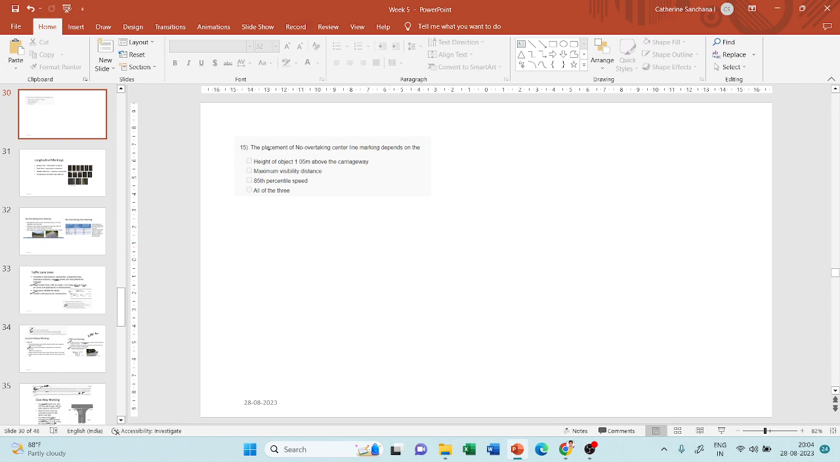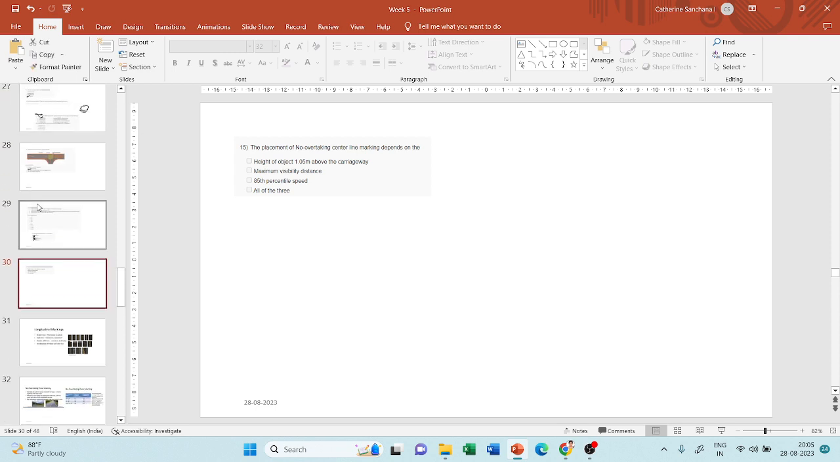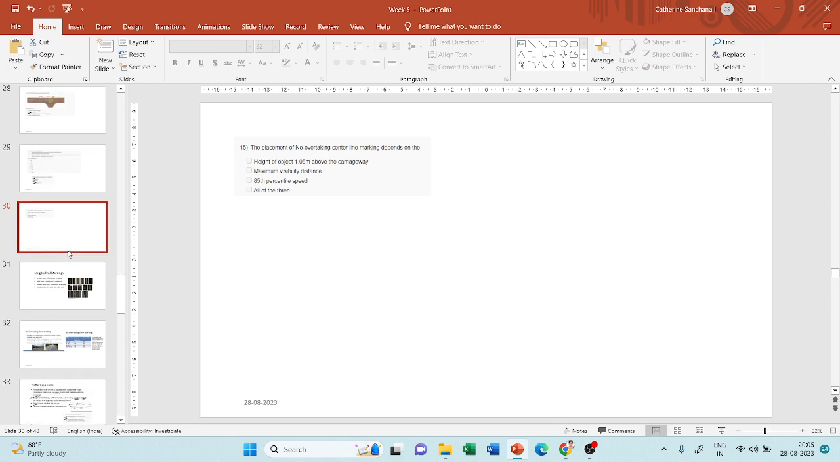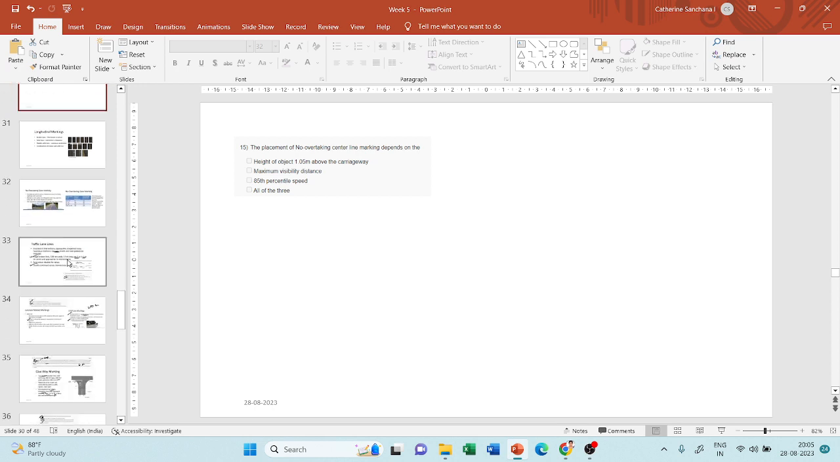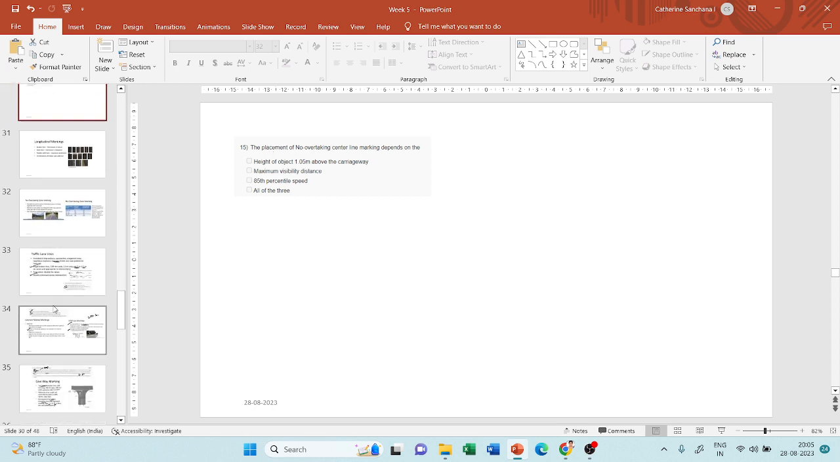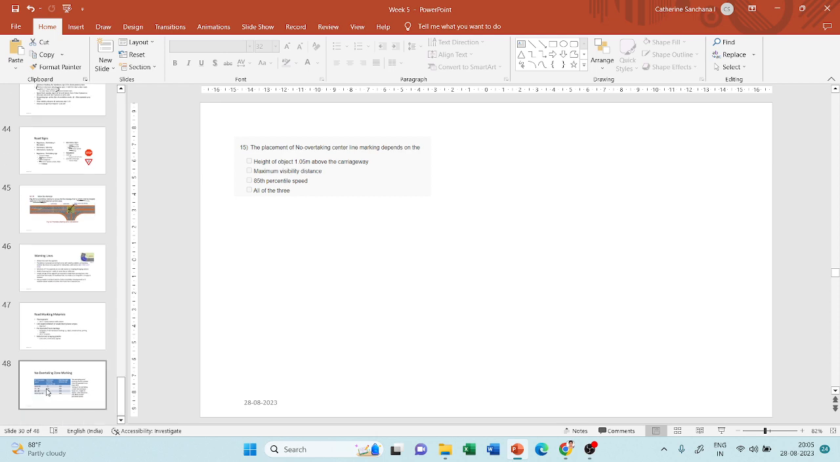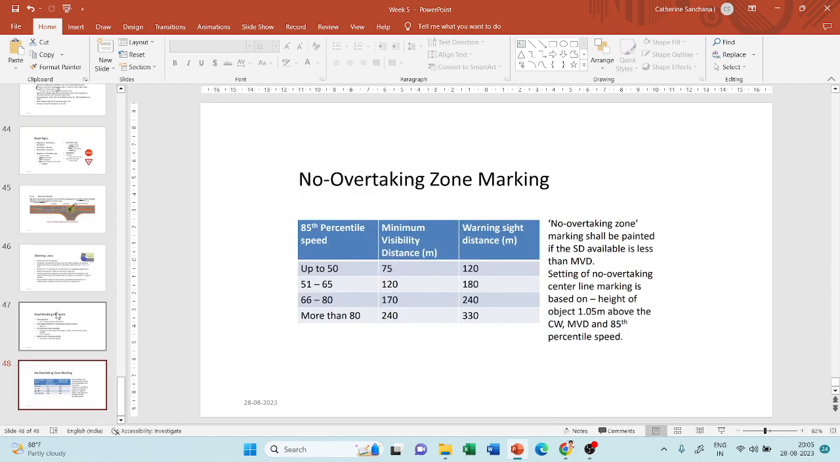So the placement of, yeah, I told you that no overtaking is provided when the minimum visibility distance is less than the side distance, right? And how will you find out the side distance? This side distance also depends on the object height. Okay.